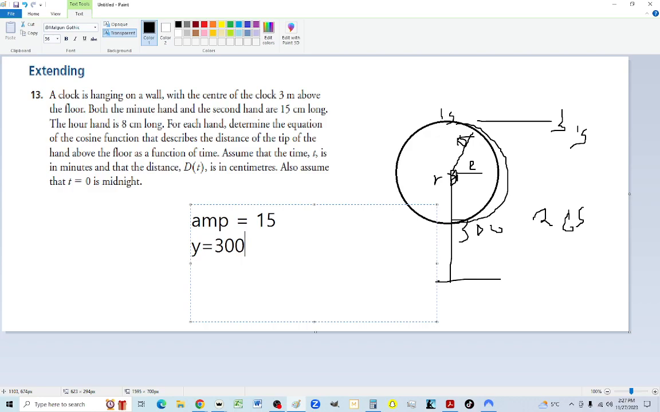As a function of time, t is in minutes, so how long does it take the minute hand to go around the clock? It takes 60 minutes, so that's the period, which means we want 2 pi over 60, or pi over 30. Also assume time is 0 at midnight, so we're talking about a cos curve that you want to start at 0, so you would put minus 15 as the amplitude. So you get this.